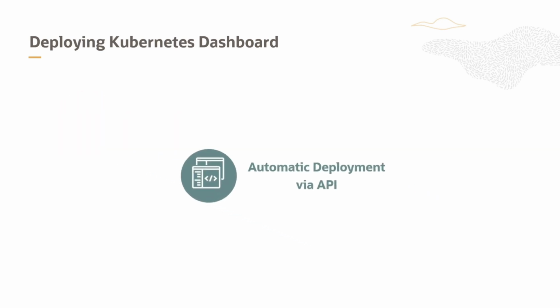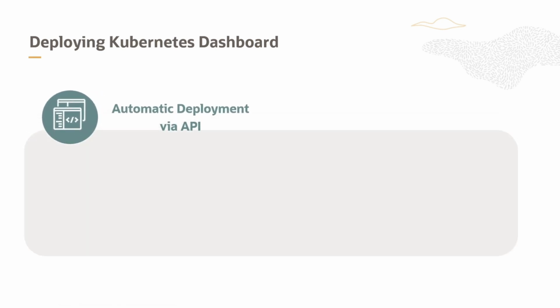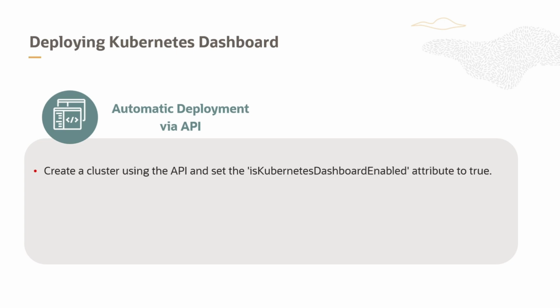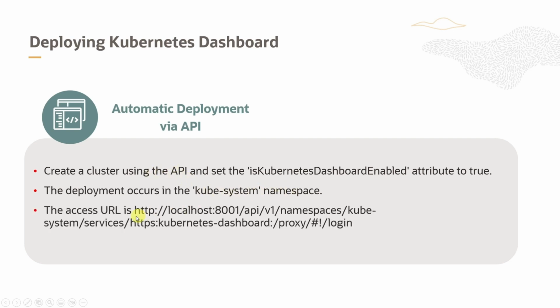And lastly, you can also deploy using APIs. For automated deployment via the API, create the cluster and set the is Kubernetes dashboard enabled attribute to true. The Kubernetes dashboard in this case is also deployed in the kube-system namespace, and to access the dashboard you can use this URL as given on the screen.